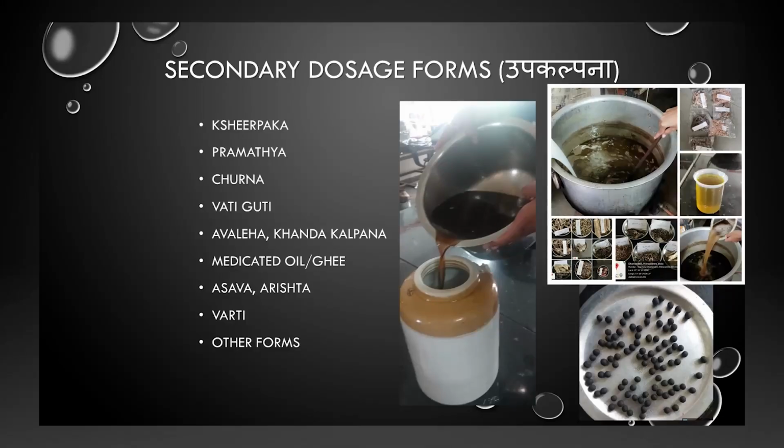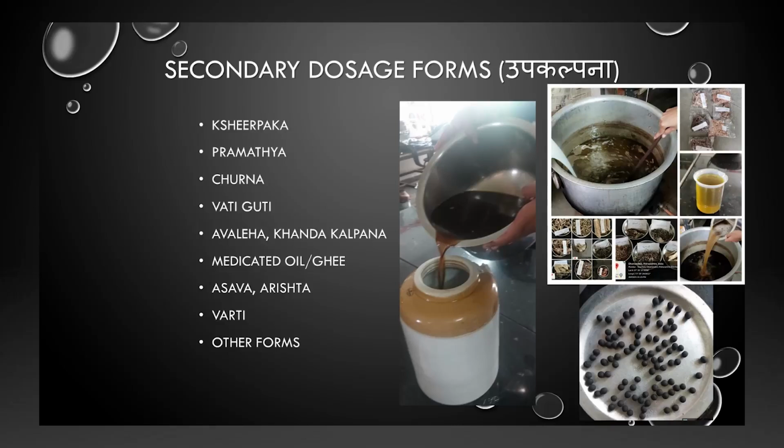Medicated oil or ghee is prepared by using the paste of drug, decoction and oil or ghee. This mixture is kept for boiling on medium heat till the water portion evaporates from the decoction and the medicinal value of the drugs gets infused into the oil or ghee. Thus prepared medicated oil or ghee can be used internally as well as externally. For example, Mahanarayan Taila, Triphala Ghrita.